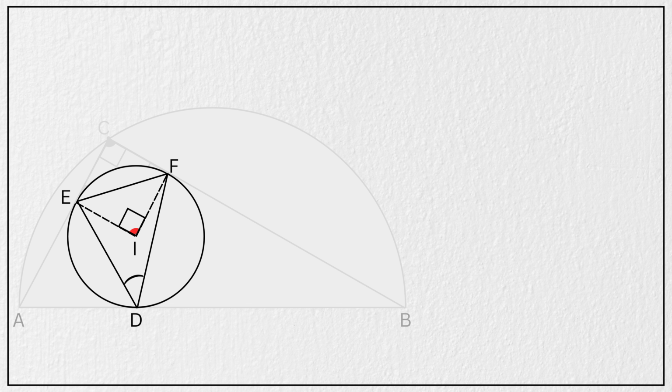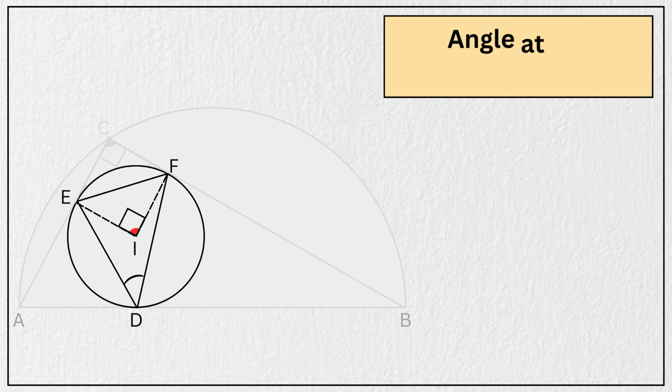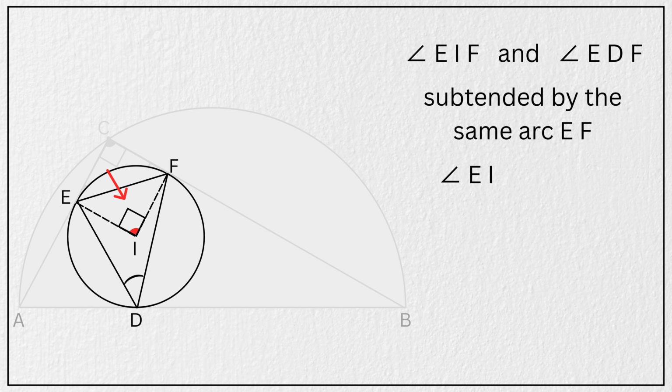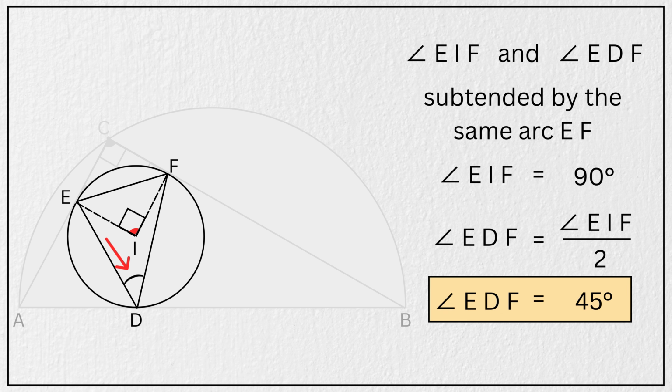Now look carefully, angle EIF and angle EDF are subtended by the same arc EF. And we know that according to the angle at the center theorem, the angle formed at the center of a circle is always twice the angle formed at the circumference from the same arc. That means if this central angle, EIF, is 90 degrees, then this angle EDF formed at the circumference will be half of that, which is 45 degrees. So the answer is, angle EDF is 45 degrees. And that's our final answer.